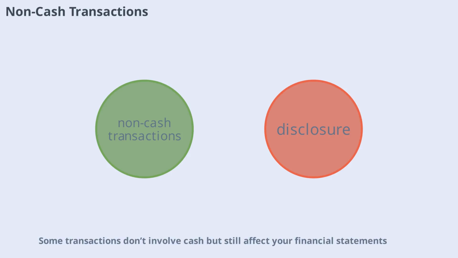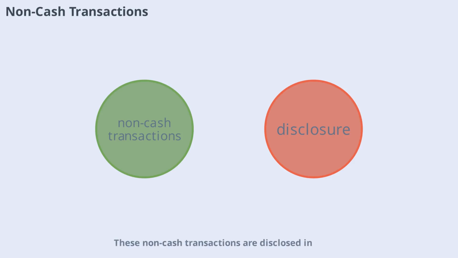Some transactions don't involve cash but still affect your financial statements. Examples include issuing stock for assets or converting debt to equity. These non-cash transactions are disclosed in the notes to the cash flow statement, providing a complete picture of your company's financial activities.